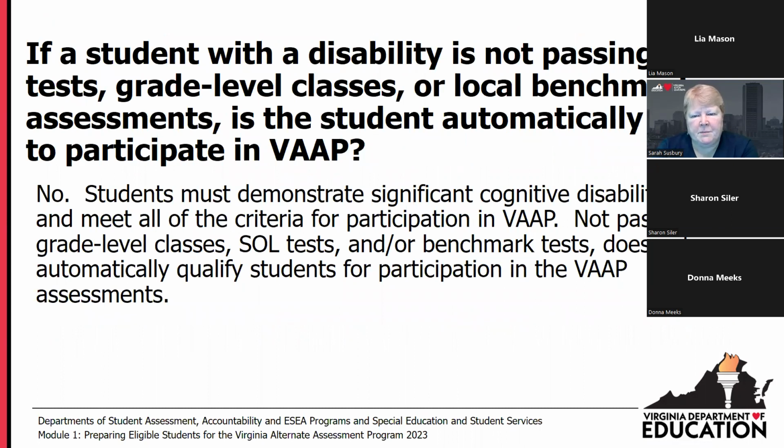Okay, if a student with a disability is not passing SOL tests, grade level classes, or local benchmark assessments, is the student automatically eligible to participate in VAAP? And the answer to that one is no. Students need to demonstrate significant cognitive disabilities. They have to meet all of the criteria for participation in VAAP to be eligible. So not passing a grade level class or not passing an SOL test or benchmark tests really does not constitute an automatic qualification for VAAP.